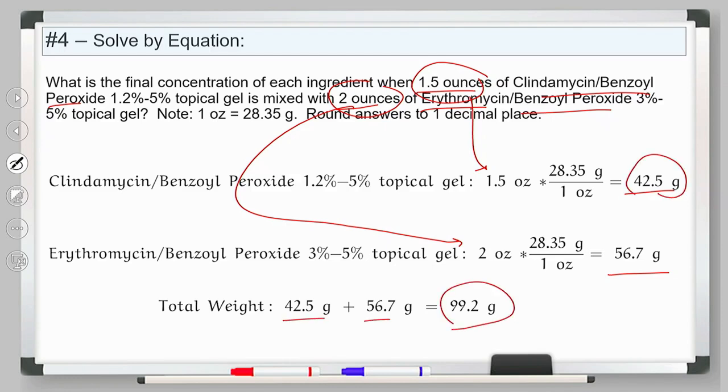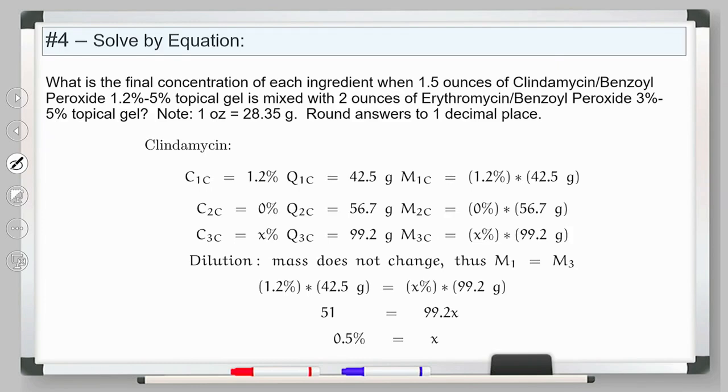So here's ingredient 1, here's ingredient 2, and here's ingredient 3, or the final mixture. So do we know all of our Qs? I would argue we know Q1, we know Q2, we now know Q3. The Qs are not the problem here. So pick one. Which one do we want to start with first?